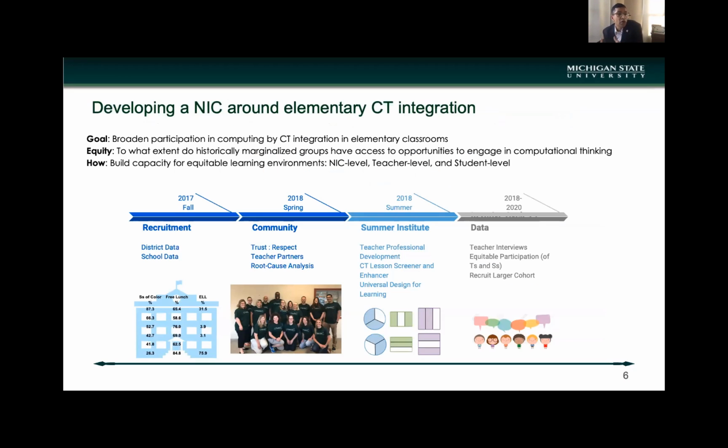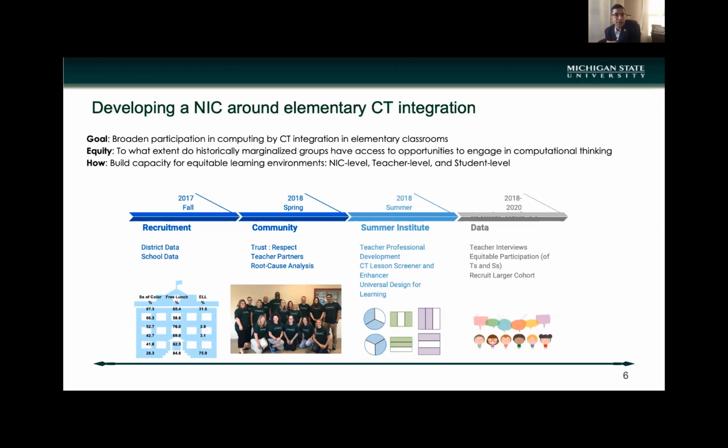So our broad goal for this work is to focus on broadening participation in computing by integrating CT in the elementary class, and to focus on to what extent minoritized students have access to opportunities to engage in computational thinking. So we've used network improvement communities as part of this work, which is cyclical and carried out by both educators and researchers together working in partnerships.